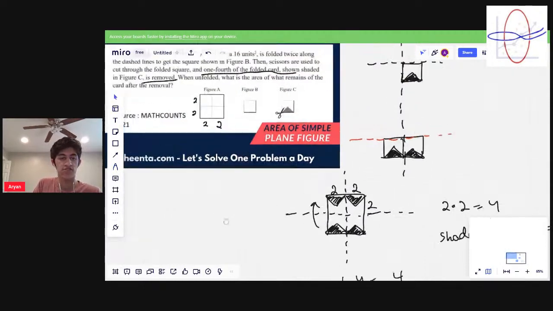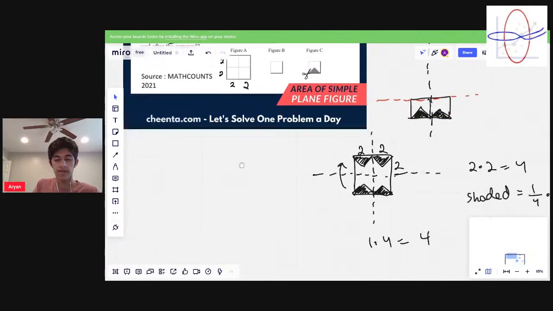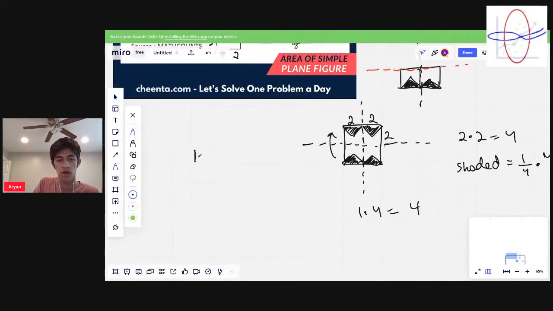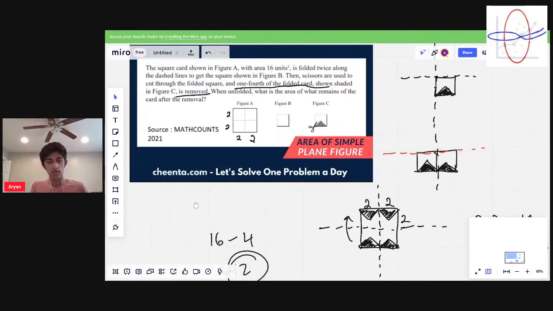And if they're asking us for the area that remains, that's not bad. That's just our original 16, right? 4 times 4 is 16, minus the 4, and we get 12 as our final answer. And that should be all for this question.